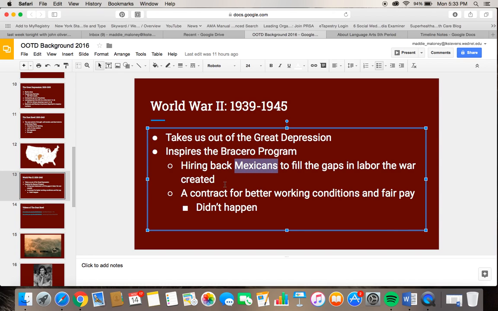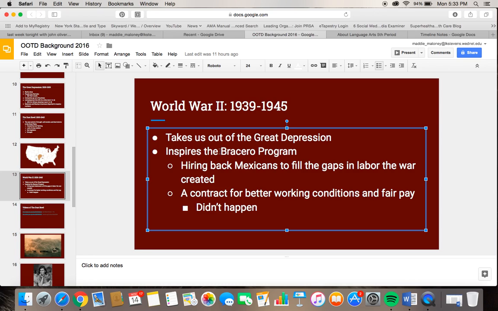But the Mexican government is like, you didn't treat us too well last time, and you kind of threw us a curveball when you sent everybody back here, and that wasn't too great for us. So then the U.S. and Mexico decide to draw up this Bracero program, where apparently there would be contracts for better paying jobs, better working conditions, but a lot of times, I won't say all the time, but a lot of times it didn't happen because there were people who were willing to work for lower wages and poorer conditions, and there were farmers who were willing to take advantage of that.